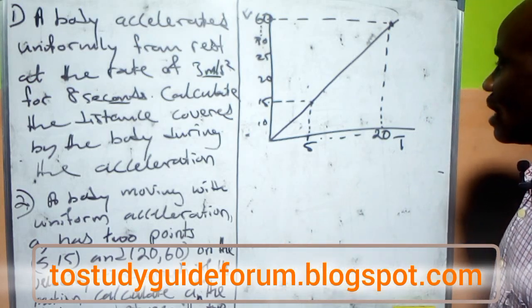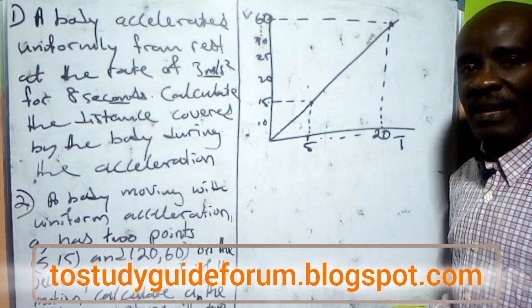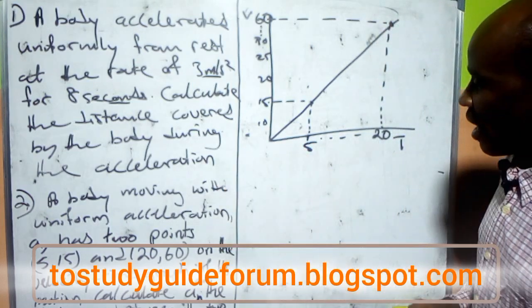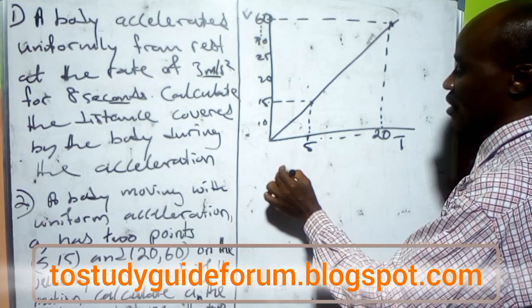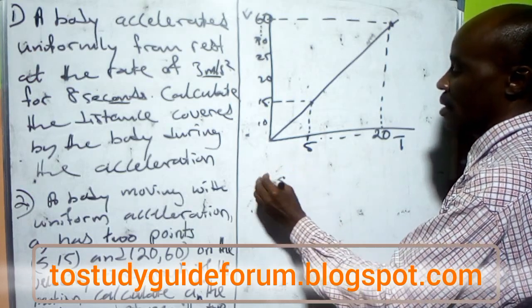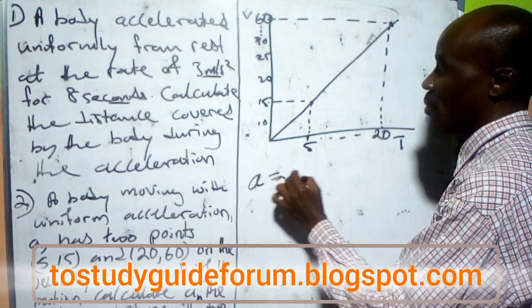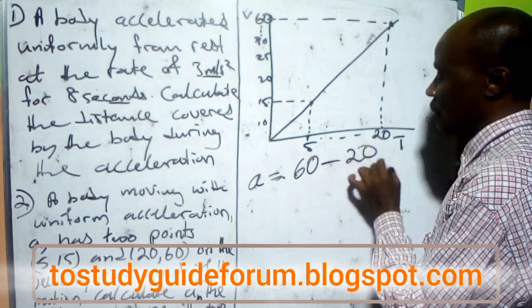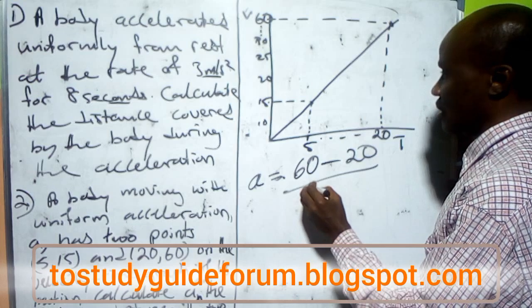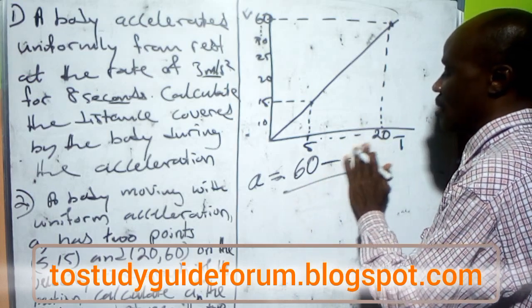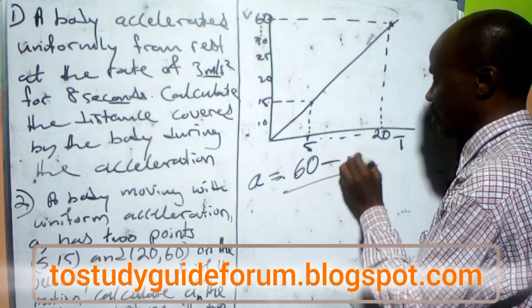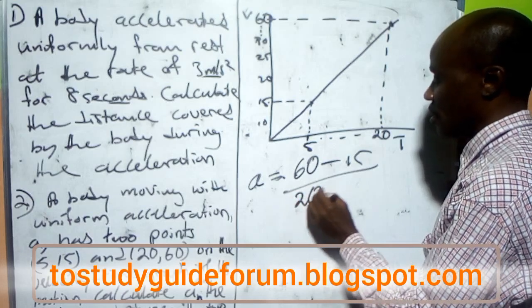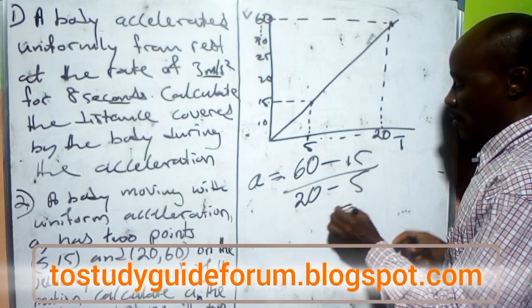acceleration, to calculate the acceleration will be more like finding the gradient of this very graph. In that case, we're going to be doing acceleration A. The A will be 60 minus 20 all over, is that 60 minus, no, 60 minus 15 all over 20 minus 5.